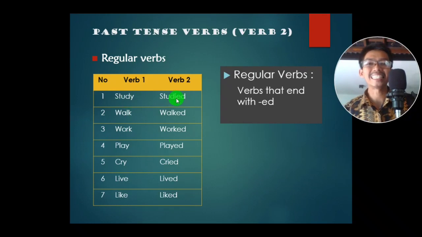Study, studied. Now, what's going on with study? Because it ends with y. So for the verbs that end with y, like this one, for example, study, you have to kill the y and then add ied. Okay.